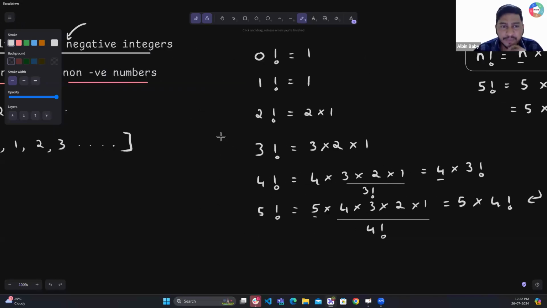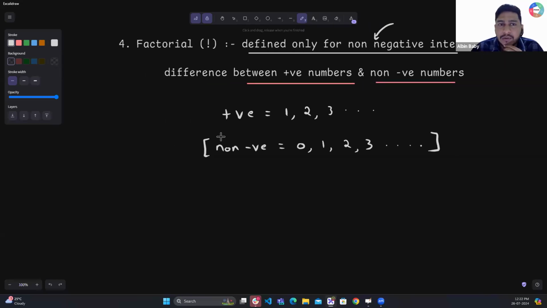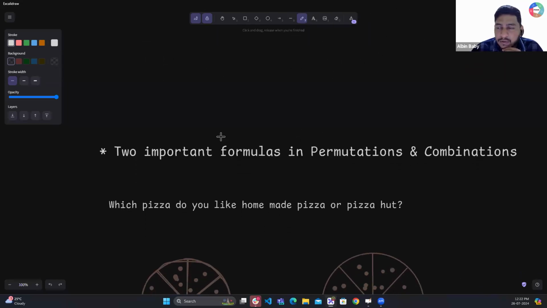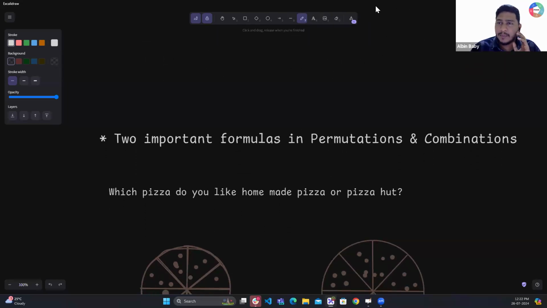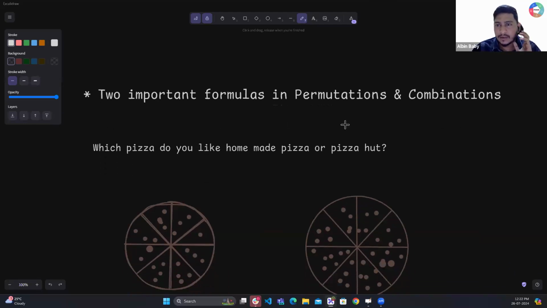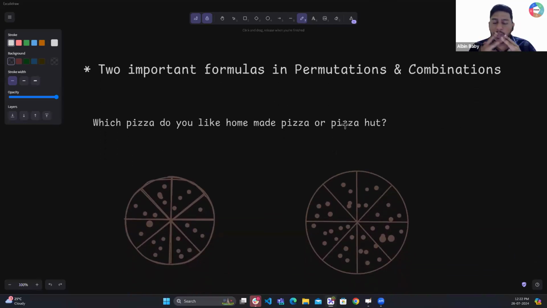All right, cool. So let's move to the next topic. This is really important: two important formulas in permutations and combinations. Before going into the formulas, you guys have learned a lot of formulas and symbols so far.